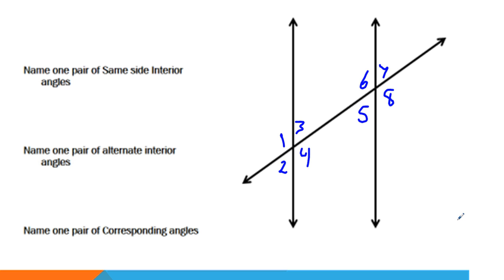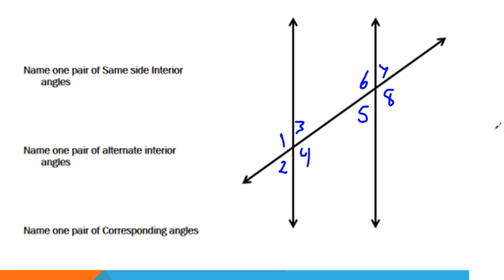Now let's try this. As we go along, it's important that we stop and check to see if we're understanding or not. So what I'd like you to do is pause the video, then write down the exact picture that you see here and try to answer those three questions on the left. Based on what we just did, are you able to name a pair of same side interior, alternate interior, and corresponding angles? Once you're done with that, hit play on the video again and let's see how you did.